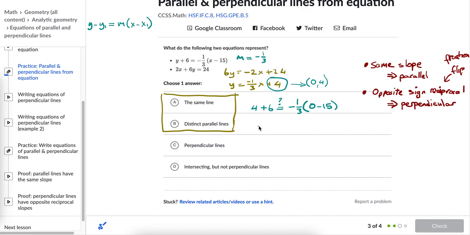So we're going to test this. So we've got 10. Is that equal to all of this? Well, negative 1/3 times negative 15. Well, negative times a negative. This is negative 15 over 3, right? And we can see negative 15 over 3 is positive 5, and we find that 10 is not equal to 5. And so these are not the same line. They are distinct parallel lines because the y-intercept is different for these two lines.